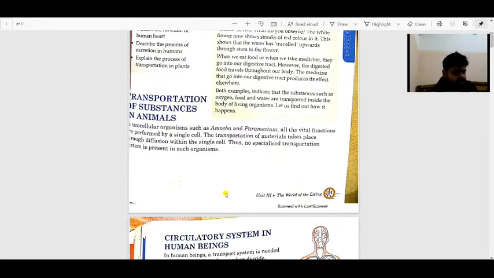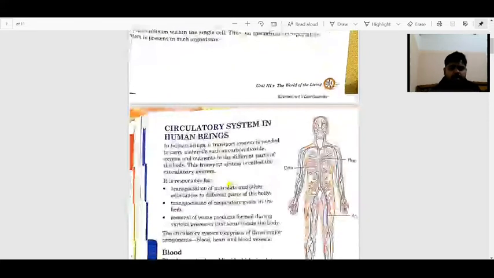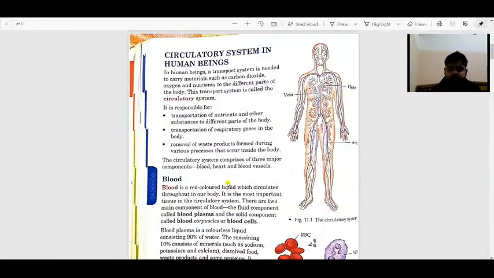But as far as humans are concerned, which are complex organisms, we have a system called the circulatory system, and it is primarily responsible for the transportation of substances in our body. What exactly gets transported? Different things. For example, carbon dioxide and oxygen. Carbon dioxide is produced in each and every cell of our body and needs to be exhaled outside. Similarly, oxygen needs to be distributed to each and every cell of the body.